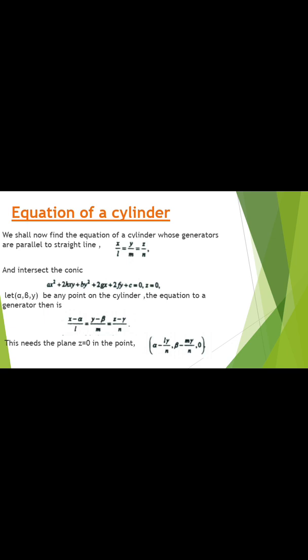Let (alpha, beta, gamma) be any point on the cylinder. The equation of the generator then is (x − alpha)/l = (y − beta)/m = (z − gamma)/n. Then this meets the plane z = 0 in the point (alpha − l gamma/n, beta − m gamma/n, 0).